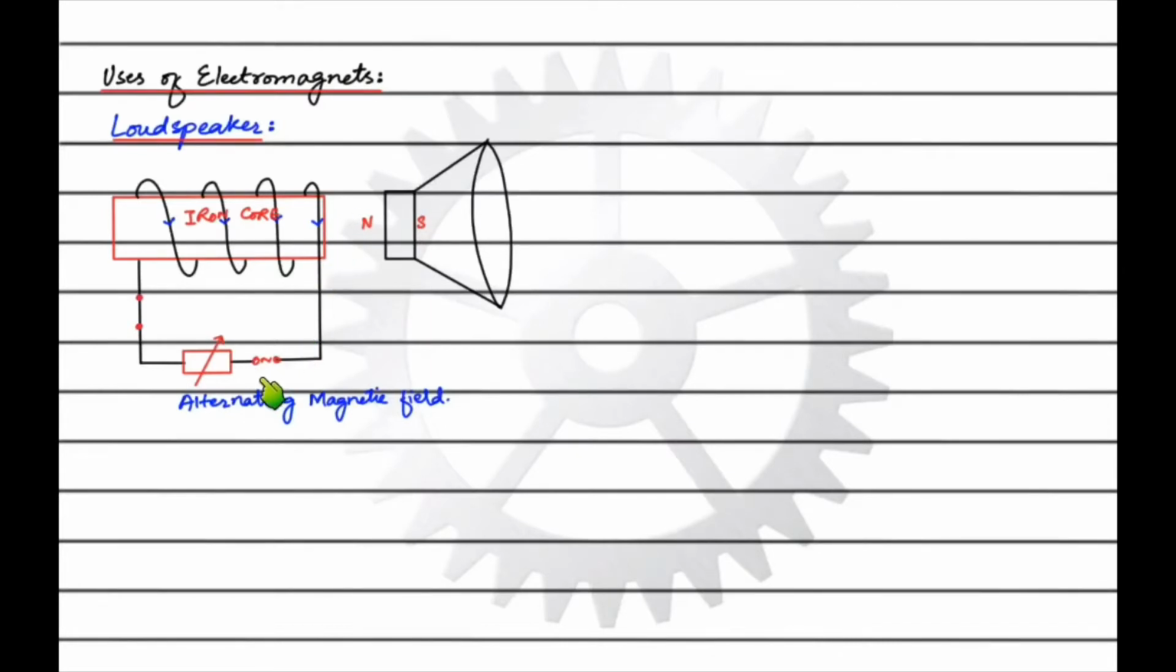And because of alternating current, there will be a series of changes in the magnetic field, and that's why there will be a continuous change in the north and south pole of this electromagnet. So there will be a series of attractions and repulsions faced by this paper cone. So this paper cone will be moving outwards and inwards, and this will cause this paper cone to vibrate.